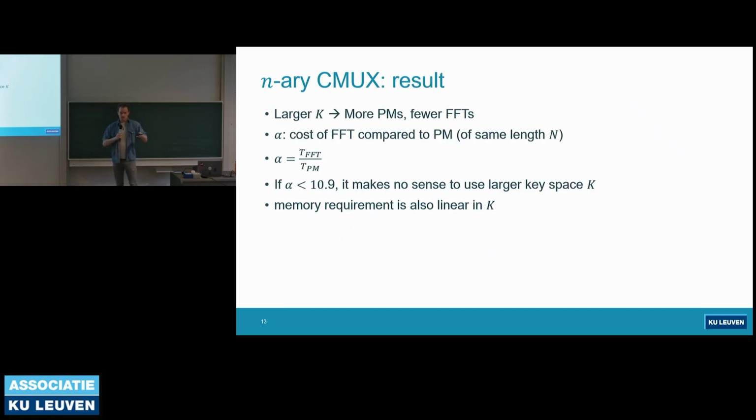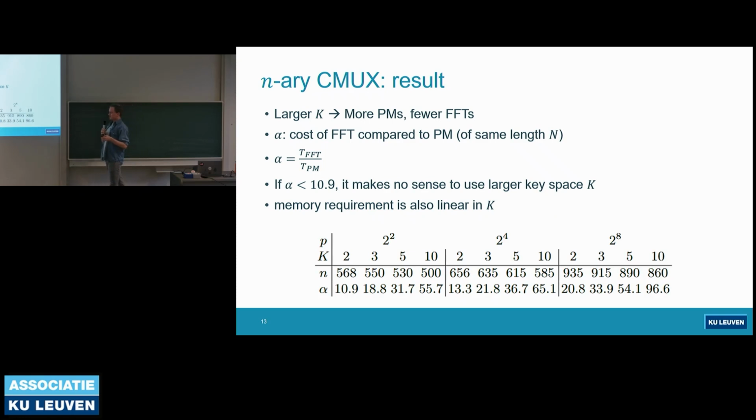So then we checked if it's actually good to use a higher key space. As I've said, you get fewer FFTs, but you get more pointwise multiplications. That's where you multiply two vectors pointwise. If we define alpha as a measure for the cost of an FFT compared to a pointwise multiplication of the same length n, of course, then alpha depends on the implementation of the FFT, so on the library. Depending on alpha, it can be beneficial to actually use a larger key.